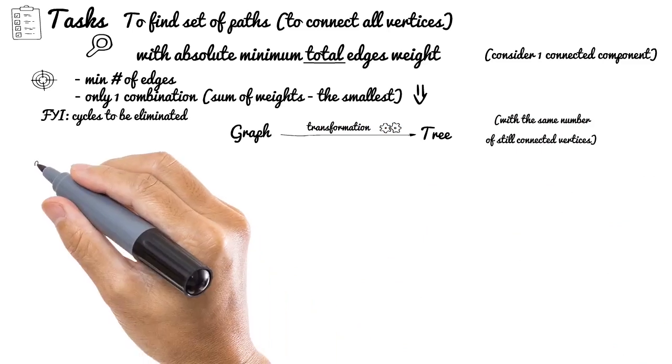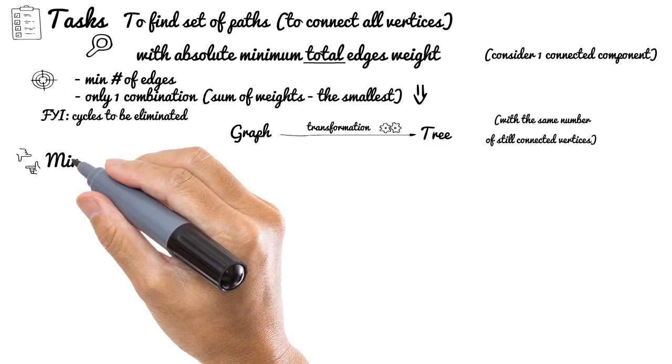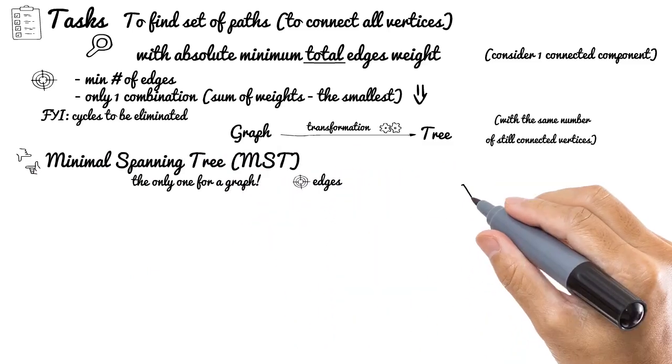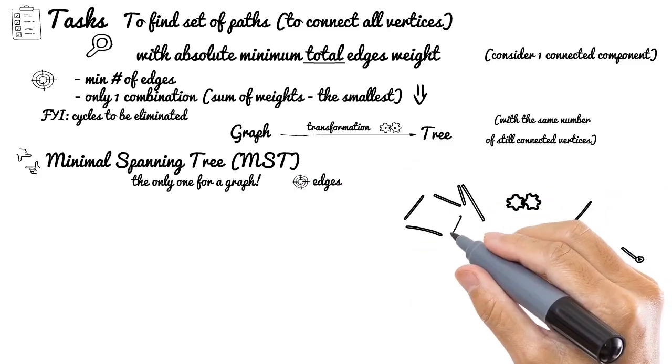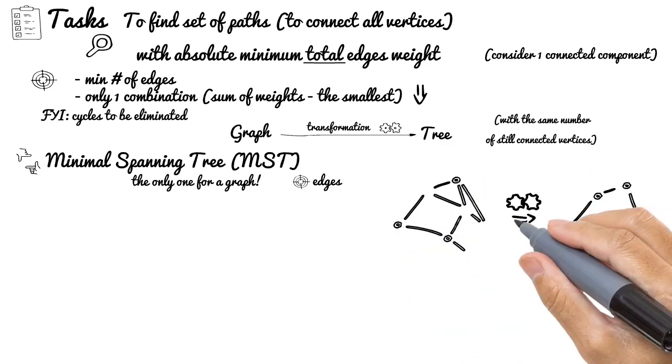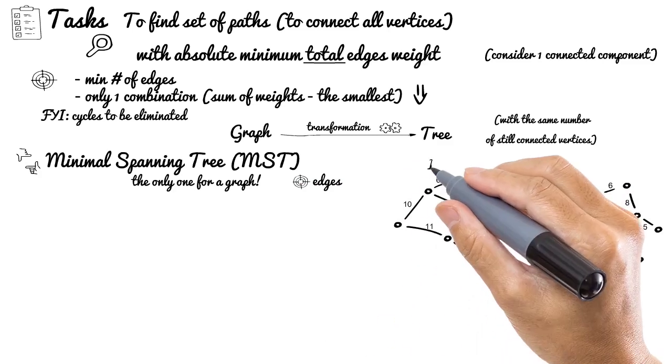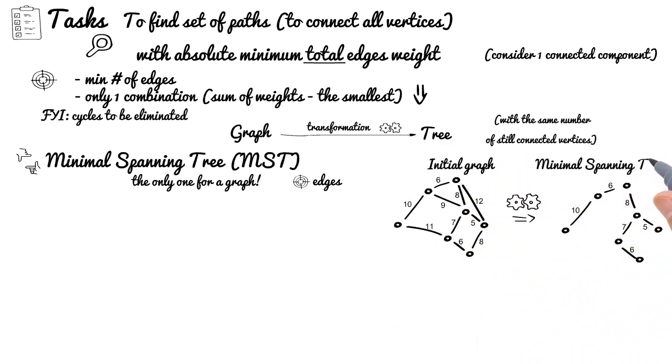Such a tree has its name, minimal spanning tree. And we need to realize that it's universal and the only one for a graph, in terms of the edges the tree consists of. Actually, there is a theorem which can be proven that there is just the only one such tree for a graph. I don't have an answer which vertex to consider as a root node for a minimal spanning tree, but it doesn't matter. What is really important is the combination of edges in the tree.